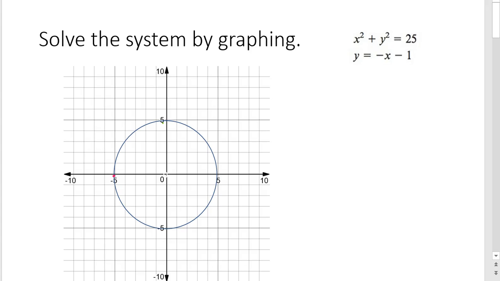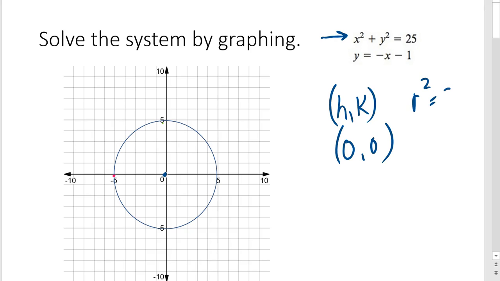In this section, we're going to solve systems by graphing, and these are going to be nonlinear systems. So the first thing I'm going to do is graph my first equation, which is a circle. We know from the last section that it doesn't have an h or a k, so (h, k), our center, is (0, 0). So I went ahead and graphed the center of the circle. And I know that r squared is equal to 25, so our r, our radius, is equal to 5.